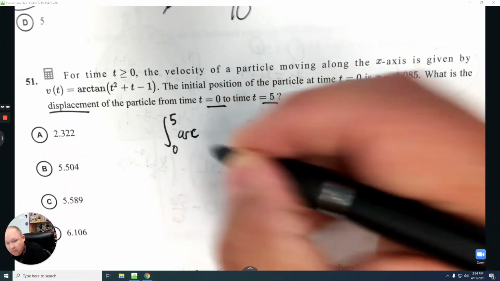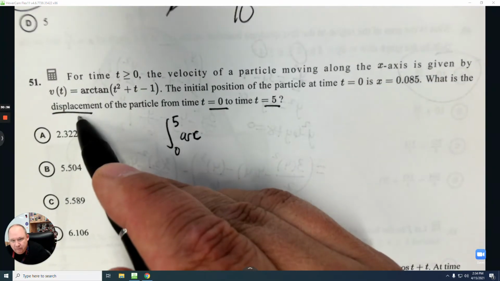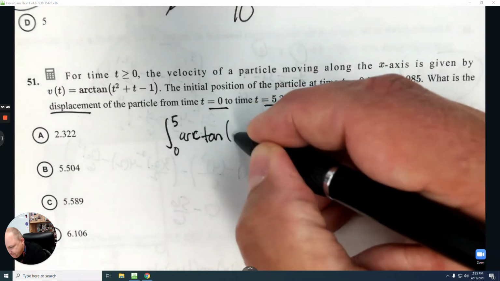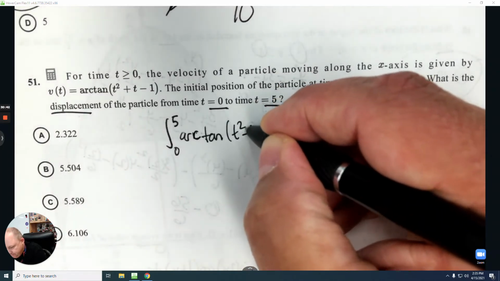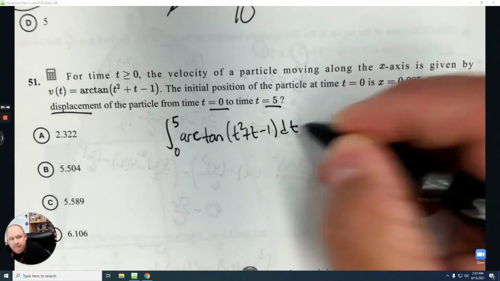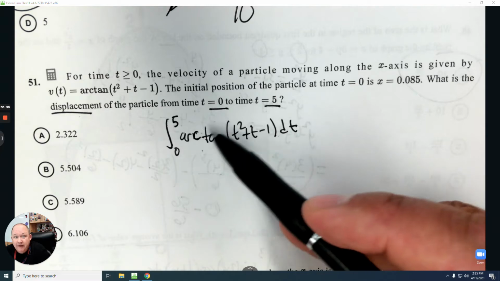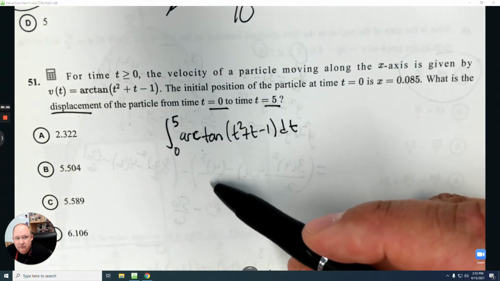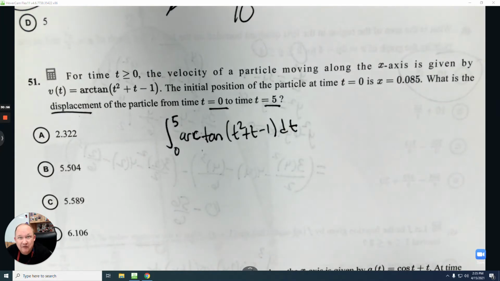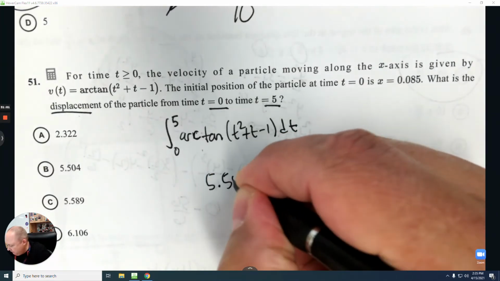If you're asked for total distance, it would be the absolute value. But displacement, it's just the velocity. So I want you to put that in the calculator. Integrate from 0 to 5, arctangent of t squared plus t, subtract 1. And you should get the answer. Well, press pause. Do the work. Now press play. You get 5.504.